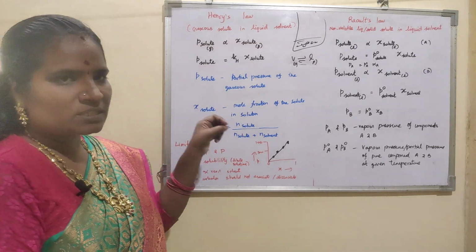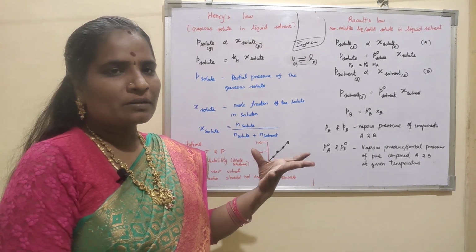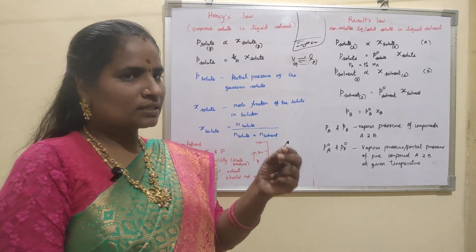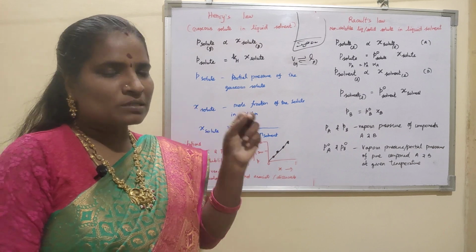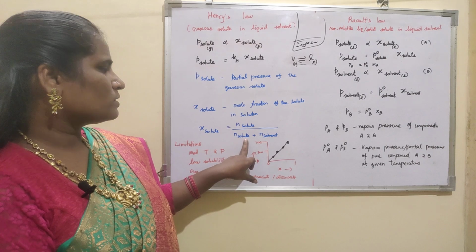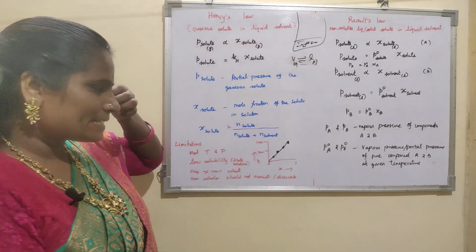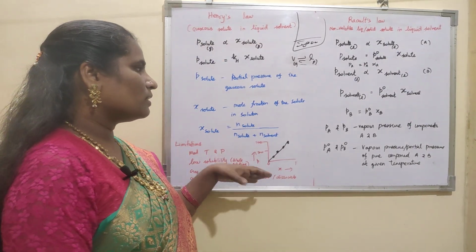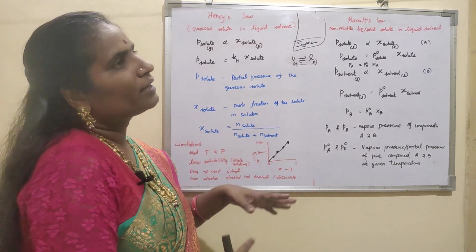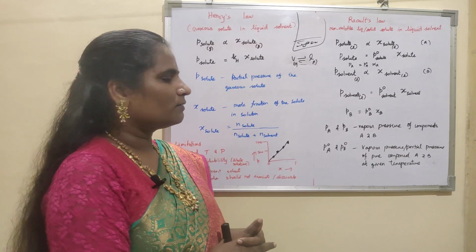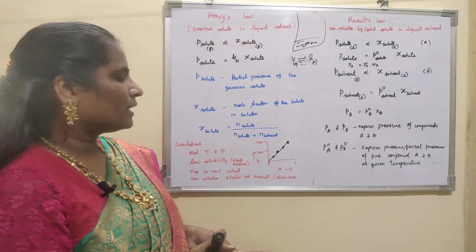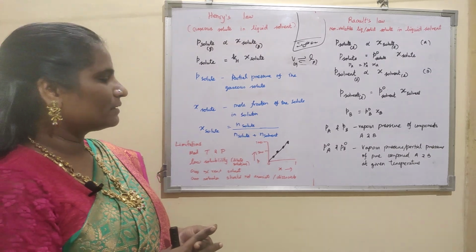That is the number of moles of the solute divided by the total number of moles in the solution. We have only two components, solute and solvent, so we have to take the moles of the solute as well as the moles of the solvent, that is the total moles. So this is Henry's law. And the condition is that the gas should not react with the solvent. For example, we take HCl in any organic solvent, so it will not react, right?